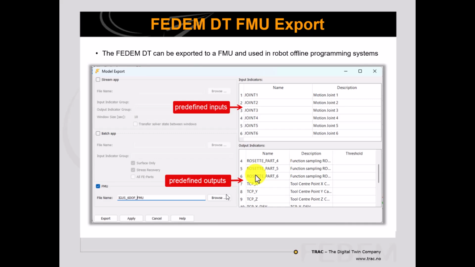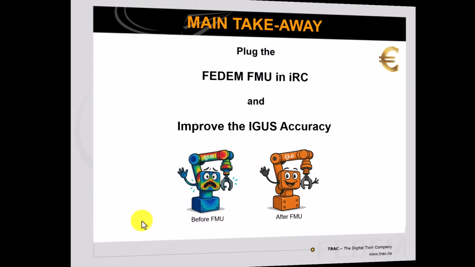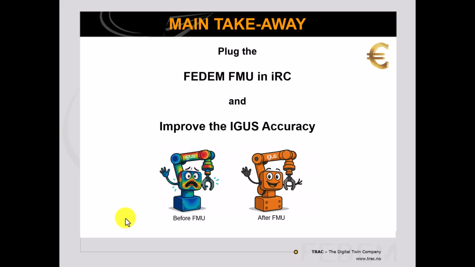And this FMU is a standard, so it can easily be plugged into any digital twin framework or offline programming system like IGUS iRC. So the main message to IGUS and commonplace robotics is that you can simply plug the FEDEM FMU into IRC and improve the IGUS accuracy at all target points.